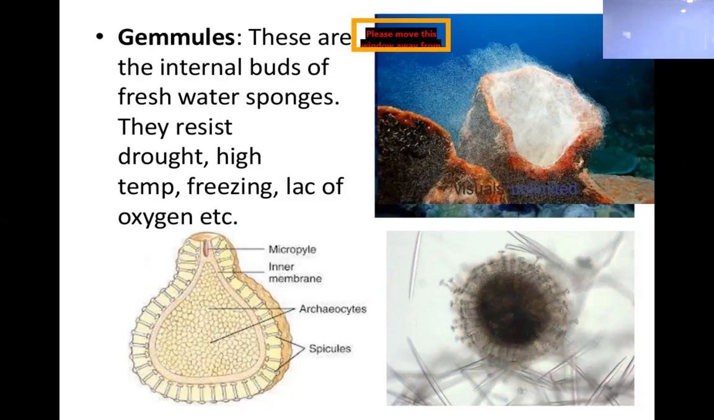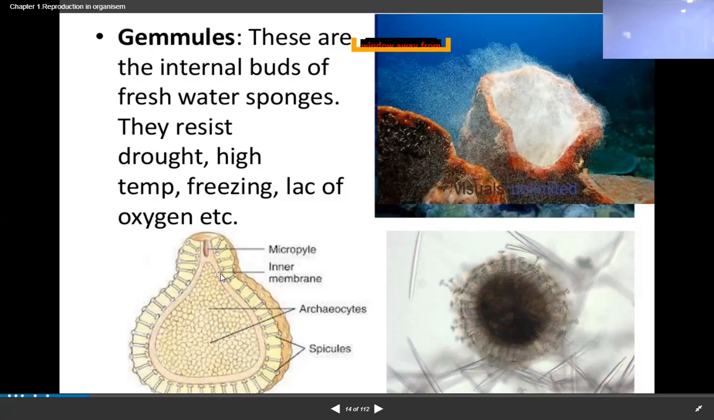Same diagram is given. Micropyle, which is just the opening, then inner membrane you have, then outer membrane, outer membrane, inner membrane. And can you see spicules here? Needle-like structures. Can you see? Yes, ma'am. Overall. And in this diagram also you can observe.